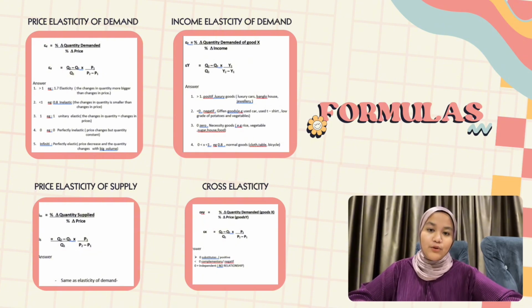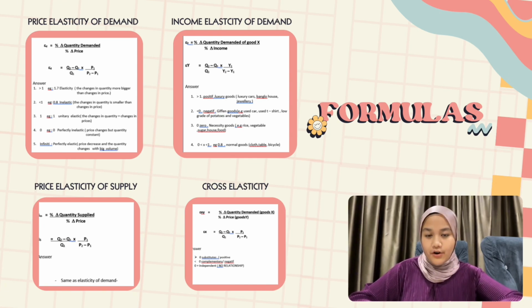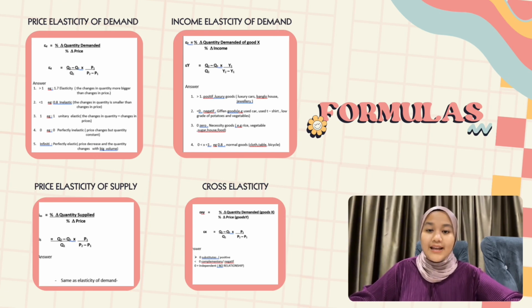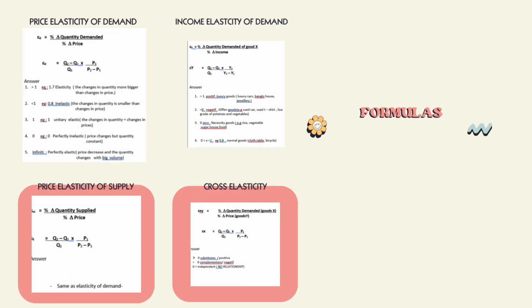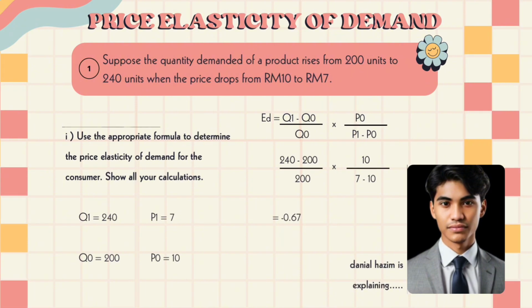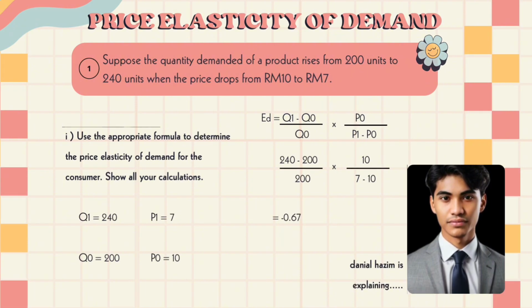For this assignment, we need to solve 4 questions that were given by our lecturer. And of course, the questions need the formula to be solved. Let's see how my team members do it. Firstly, we have to identify the initial quantity and the new quantity, the initial price and the new price. So Q1 is 240 units and Q0 is 200 units. P1 is 7 ringgit and P0 is 10 ringgit.